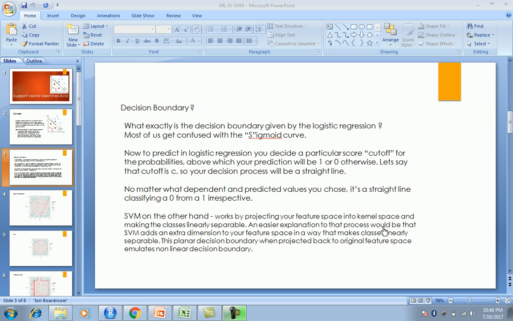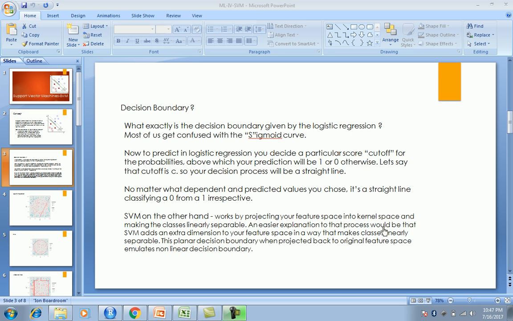Now what exactly a decision boundary is, in logistic regression or any of the other machine learning algorithms, is the line, or a hypothetical hyperplane, which classifies one class from another. Now what is the decision boundary in a logistic regression? Remember, logistic regression spits out a probability, and then we have a particular score set as a cutoff based on which we classify them to be 1 or 0.